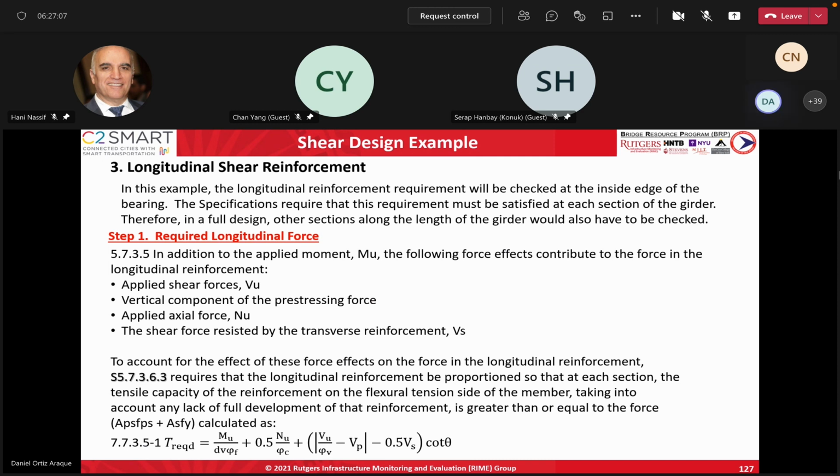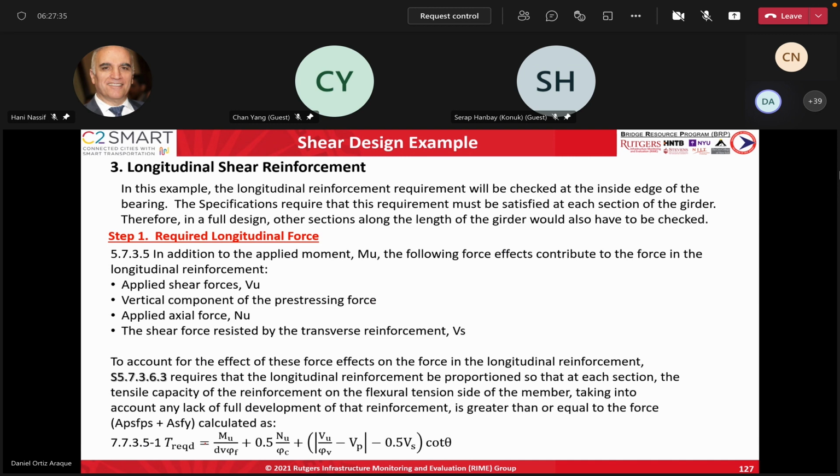So the forces that contribute to the longitudinal force in these sections will be the applied shear forces, the vertical component of the pre-stressing force, the applied axial force, and the shear force resisted by the transverse reinforcement. This formula, the force required, is from the modified compression field theory, and is based on this assumption. So let's say you have an angle, right?